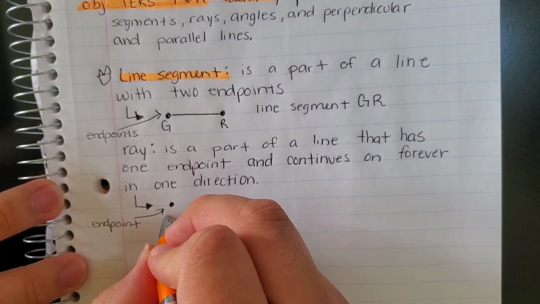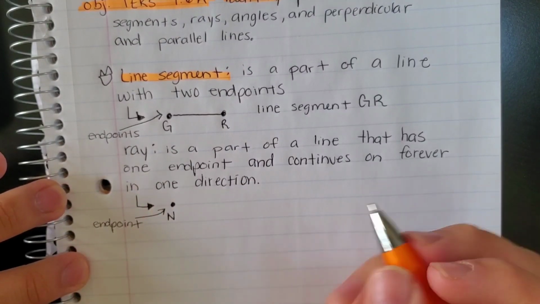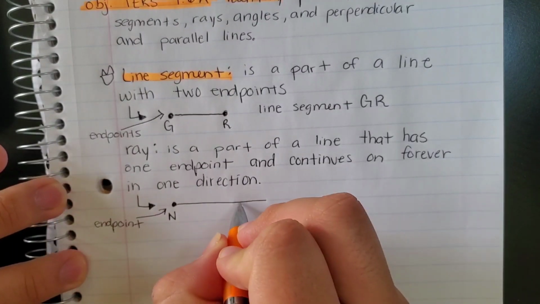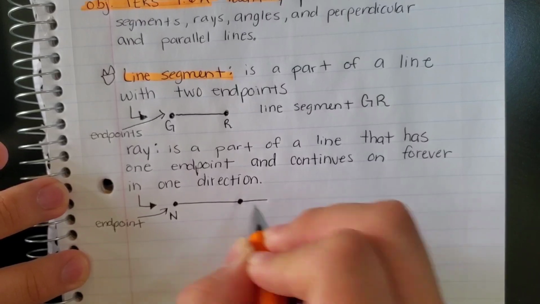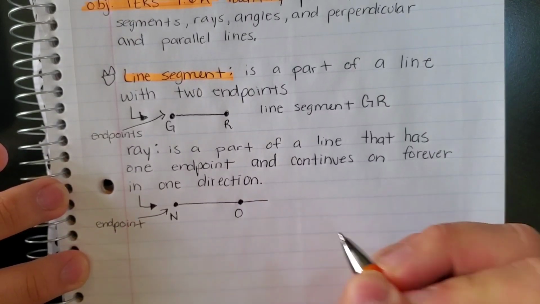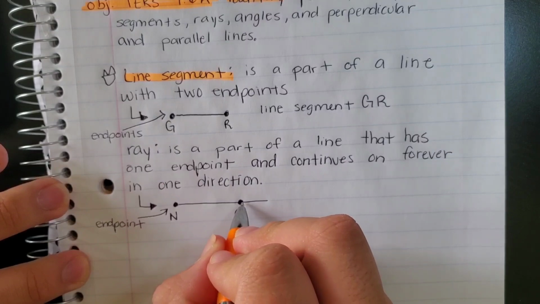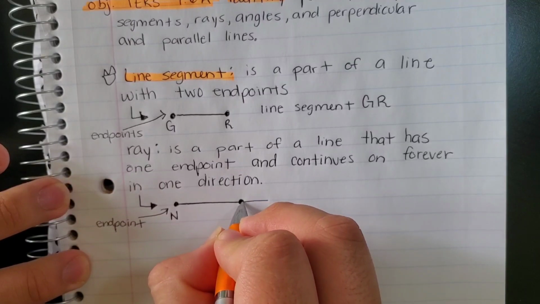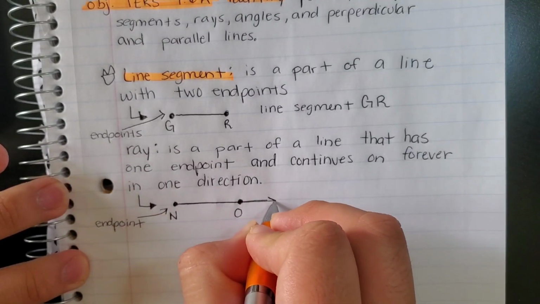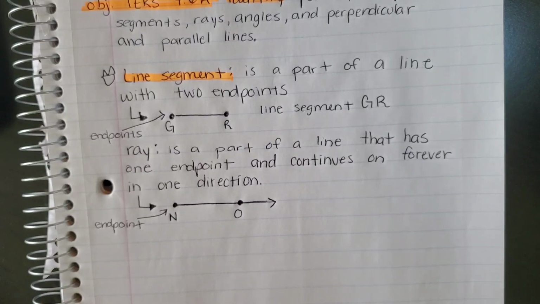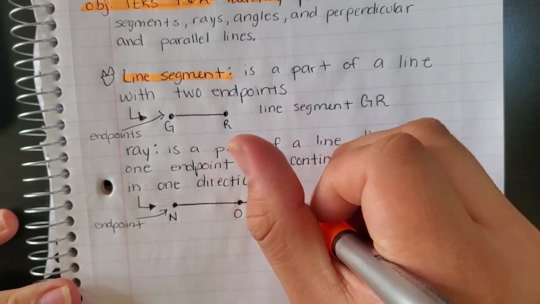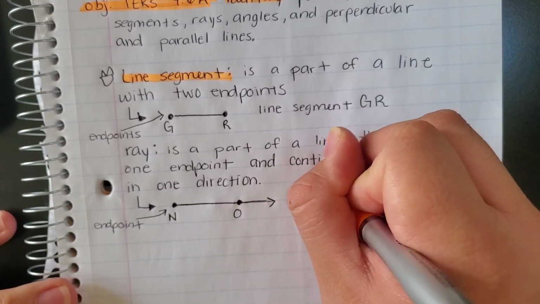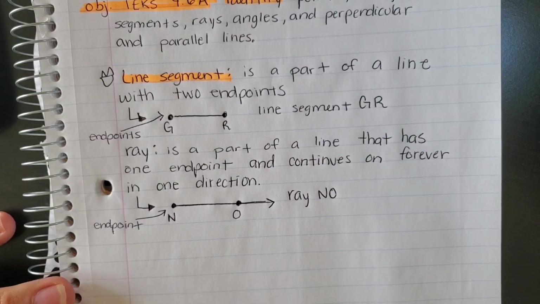So again, we're going to call this endpoint letter N, right? We're going to continue the line in one direction. Now, there can be another endpoint on this end, and we can call it O, right? Does this mean we can just stop there? No, it says continues on forever in one direction. So we go from one endpoint, we pass the other endpoint, and it continues on forever. So that is why we put the arrow like that. So this one is called ray NO.